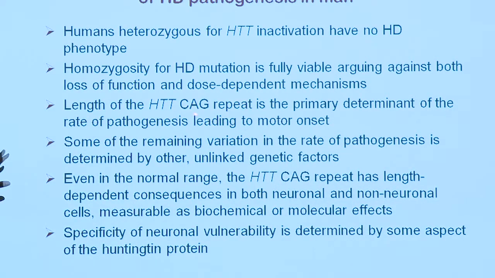The length of the HTT CAG is the primary determinant of the rate of pathogenesis leading to motor onset. Some of that remaining variation is determined by other unlinked genetic factors, and I say that because the variance that's not explained by the CAG does show heritability, and the normal range CAG repeat isn't impacting on it, but the CAG repeat overall does have biochemical consequences. So it's a functional polymorphism that is altering the activity of the Huntington protein.